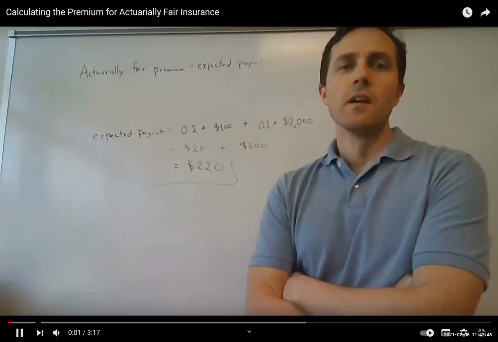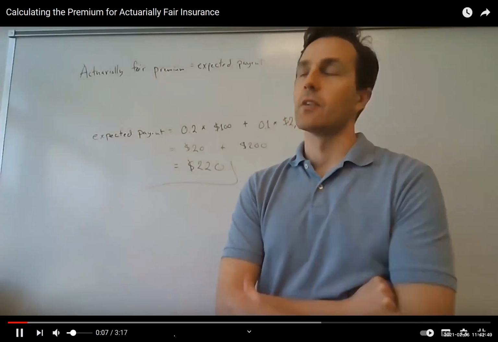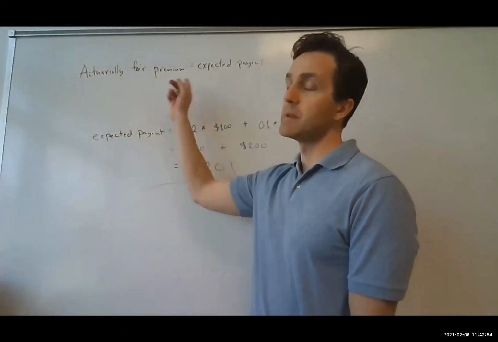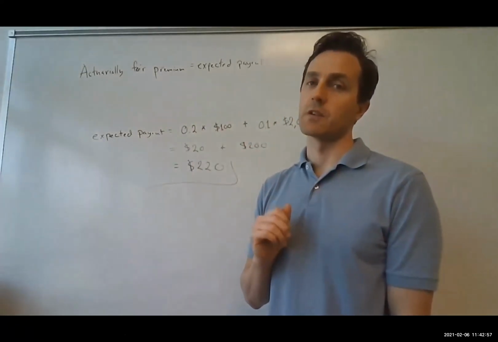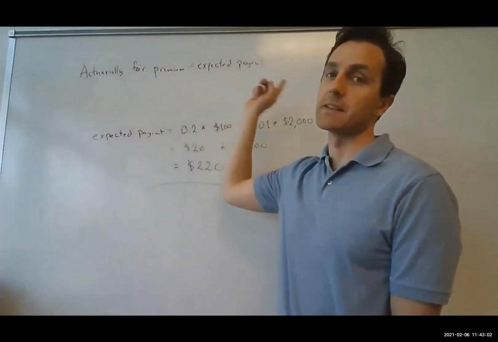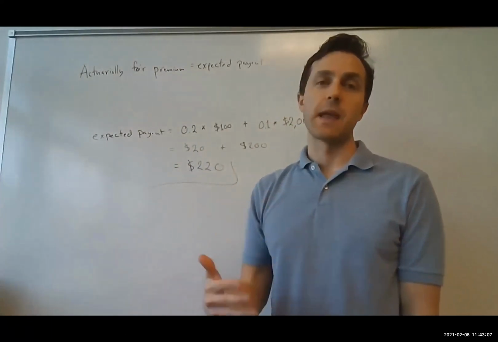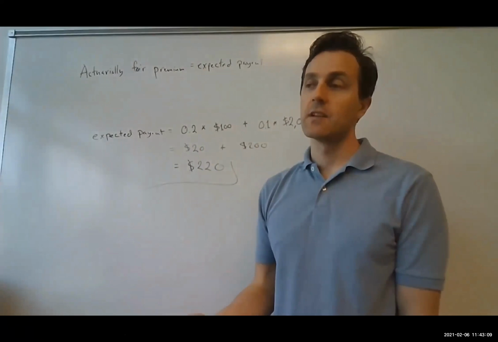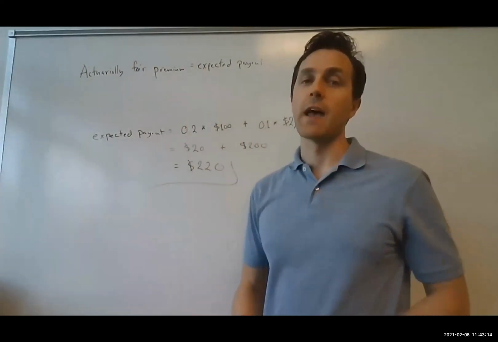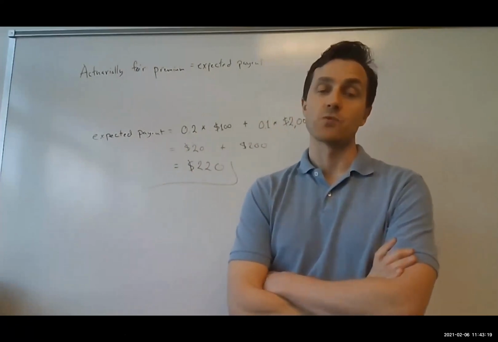All right, in this video, we're going to talk about actuarially fair insurance, right? So the thing to remember about actuarially fair insurance is that the premium that one would pay for actuarially fair insurance is the one where it is equal to the expected payout, right? So whatever one would expect to get paid out from insurance on average, whatever that value is, if the premium is equal to that, then the insurance is actuarially fair.